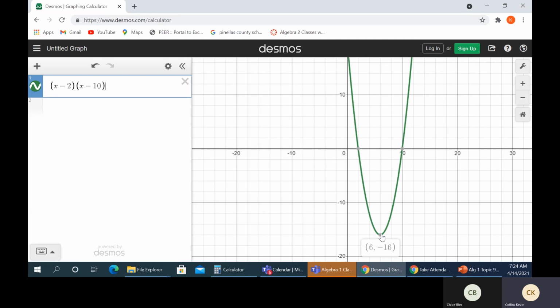And that's enough points to get your graph across. Okay, so we know we bottom out here at 6, negative 16. We come up here, we cross at 10, we cross at 2, and then we just keep on going. Okay, makes sense?